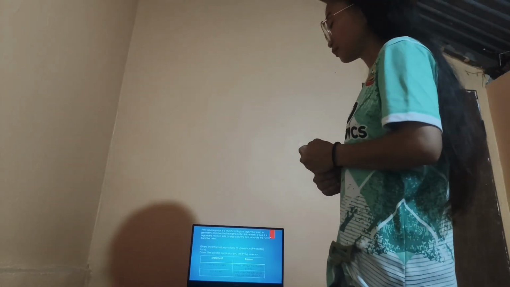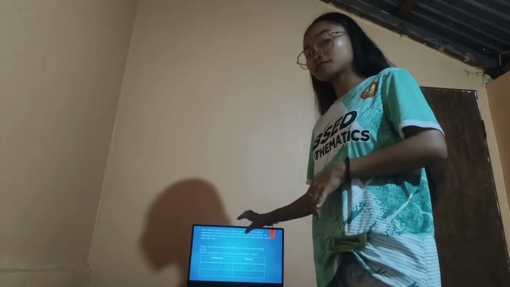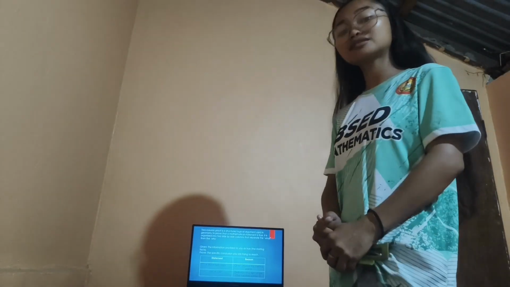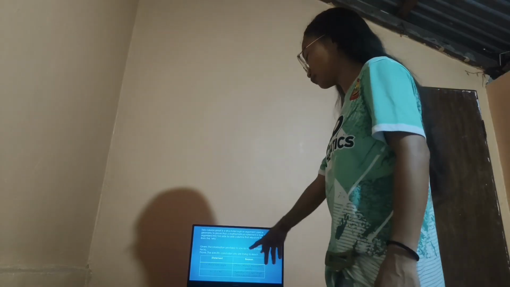The given is the information provided to you as true. This is the starting fact. The prove is the specific conclusion you are trying to reach. So the statement is, for example, angle A is a right angle. The reason is that it is true because it is the given, and the given is always the starting point.